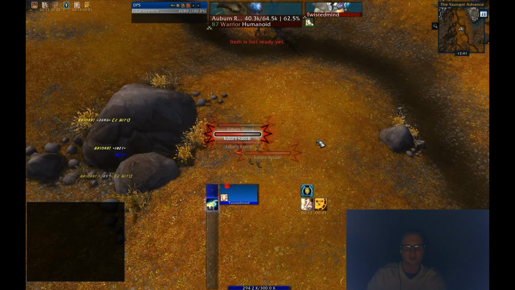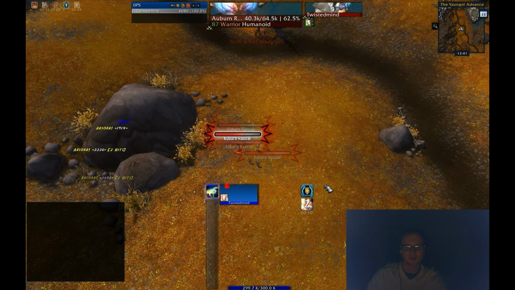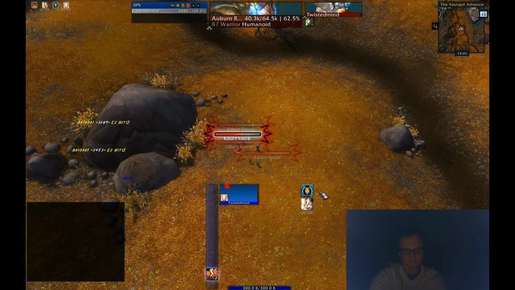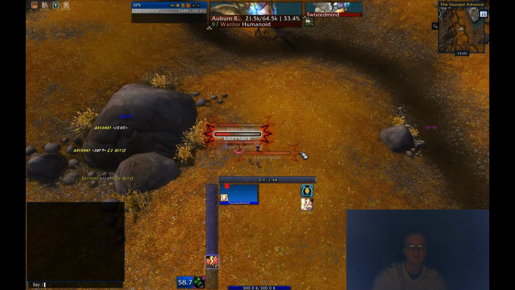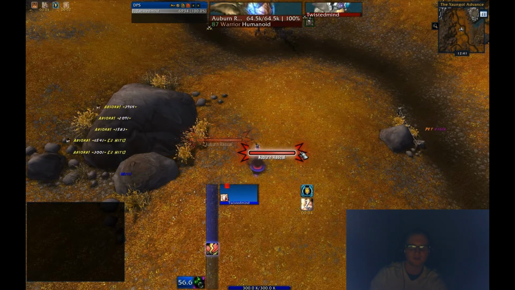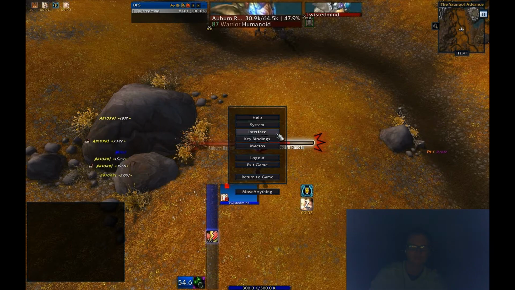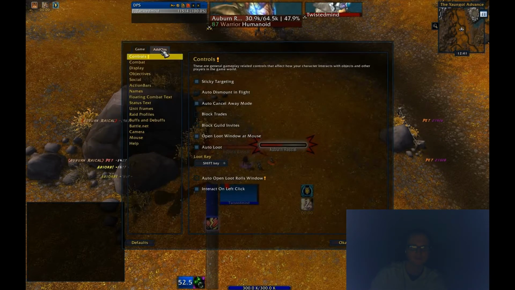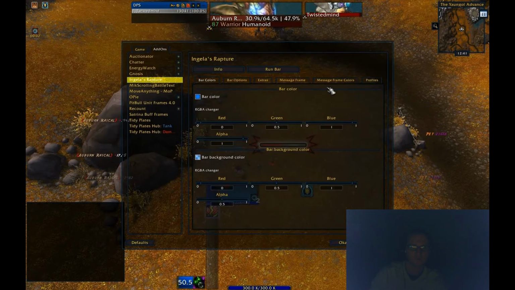Basically, what I'm trying to illustrate here is there is a Rapture proc that can go off. I actually don't remember the slash command for Angelic Rapture, but it's... That's what it looks like.